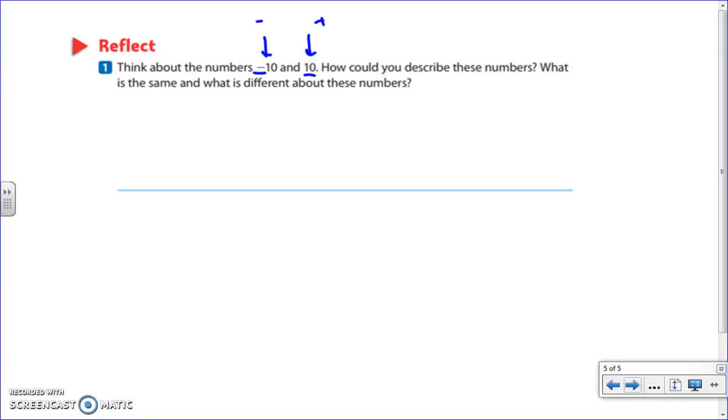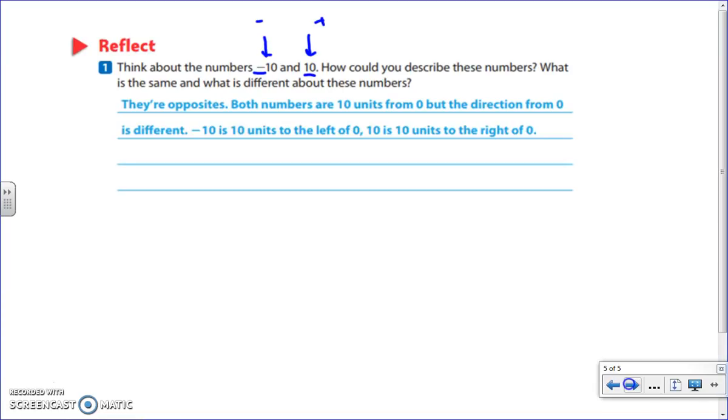I know something that's the same about them is that they're the same distance from 0. So in this case, negative 10 and 10 are opposites. Both numbers are 10 units from 0, but the direction is different. So those are the main things that they're talking about there.